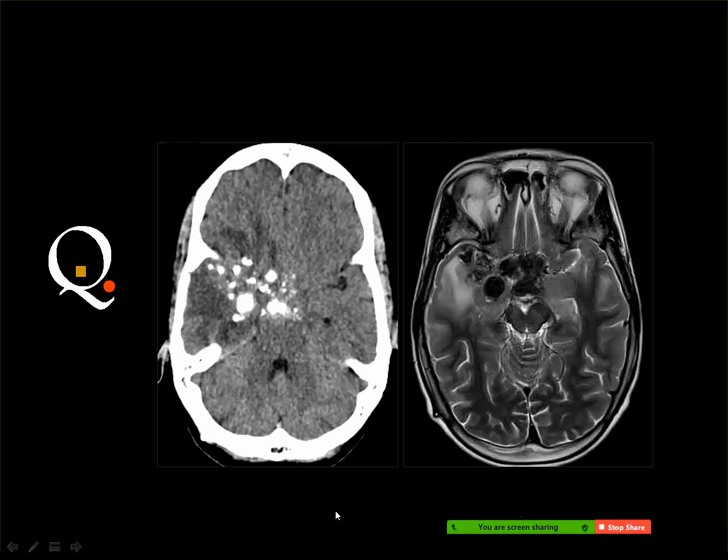The second case, or the next case, is a CT and MRI. AVM? Multiple carcinoma? Calcification. Oligodendroglioma? No. And here you can see calcified veins. Calcified.